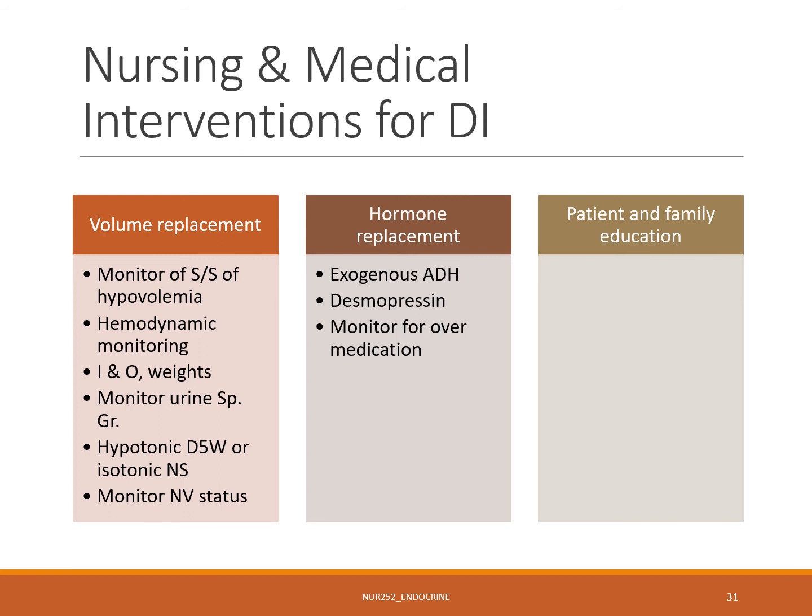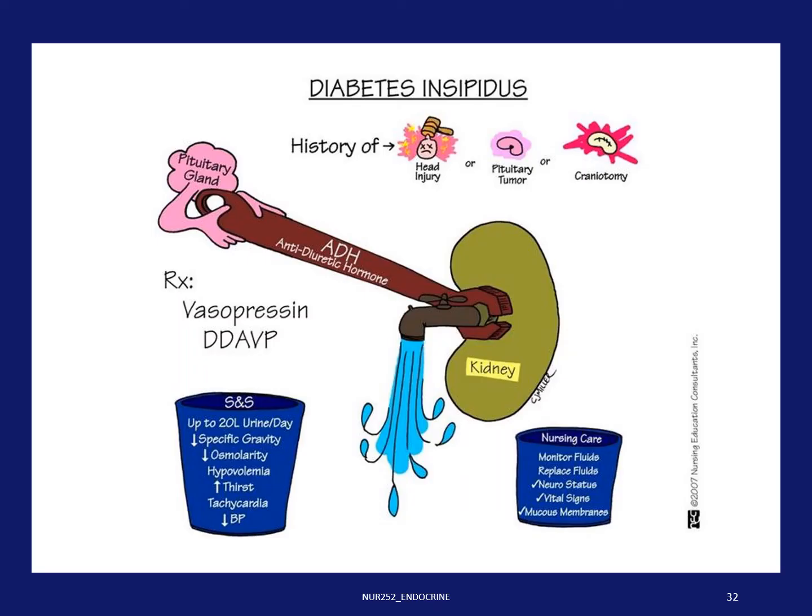Remember, vasopressin is an antidiuretic hormone. It helps reabsorb water in the body. It will help raise the blood pressure and put water back into the body. So here's just a slide for you to look at for diabetes insipidus.